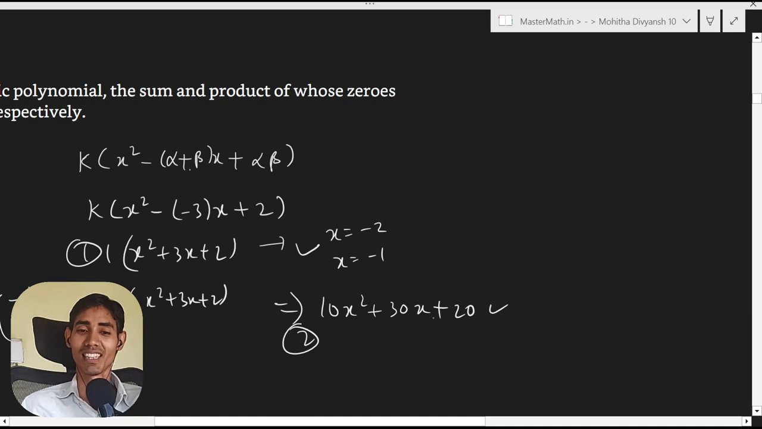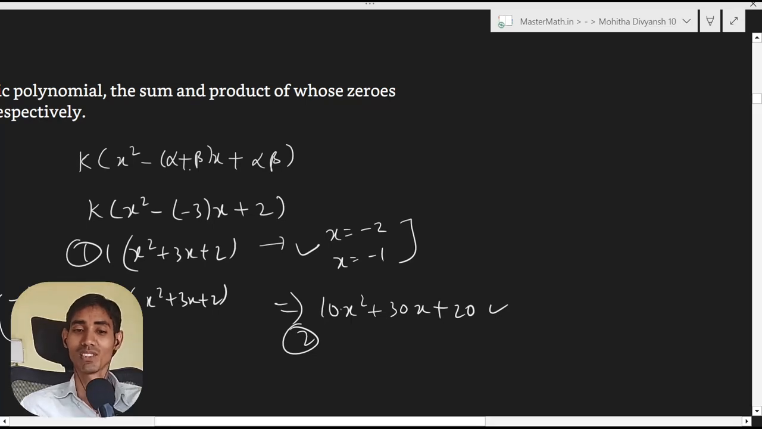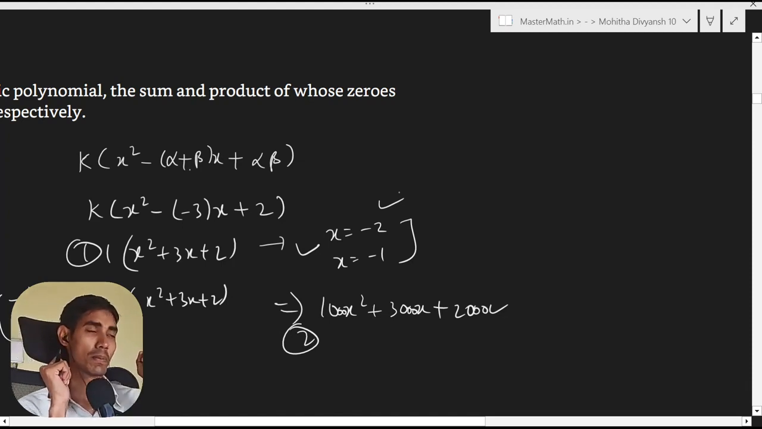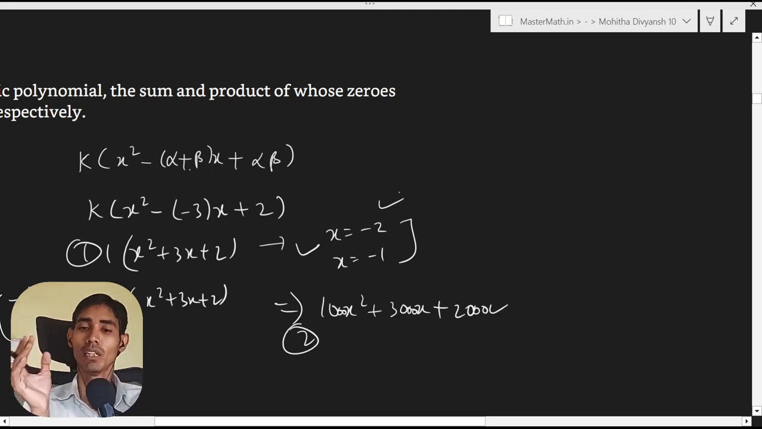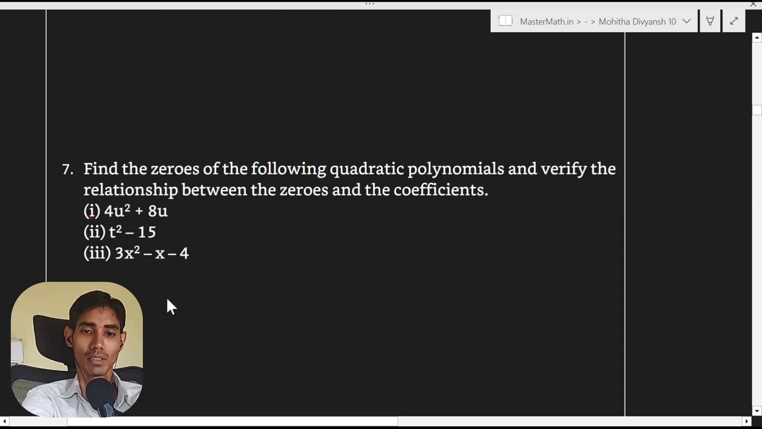That's not the case, by the way. If we multiply by 10, it's just a multiplier. It doesn't really change or alter the values of alpha and beta. Even if you have 1000 x square, 3000 x, 2000, it is still going to give us these very zero values. So if you change the k value, the alpha beta values, or the sum and product, are not going to change. All right. Just mind that point.